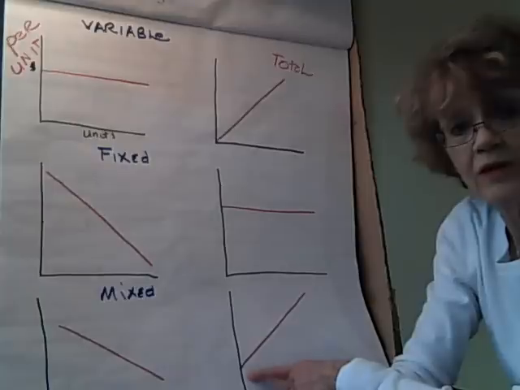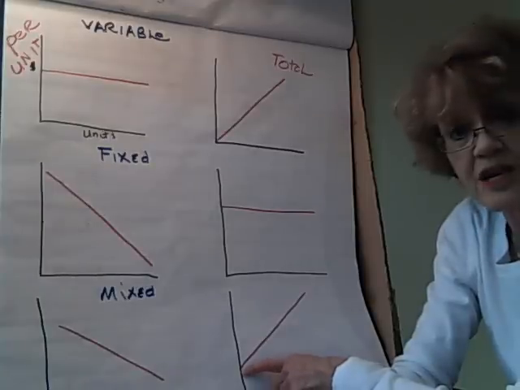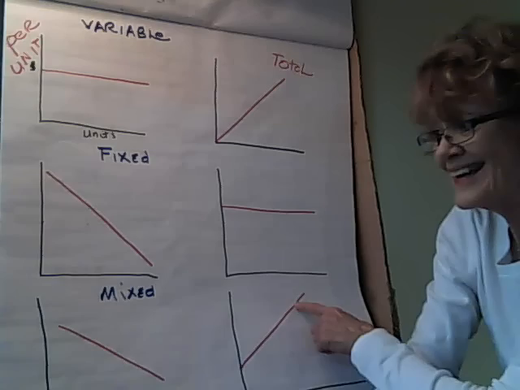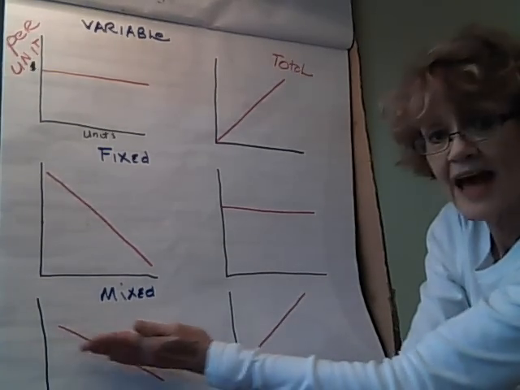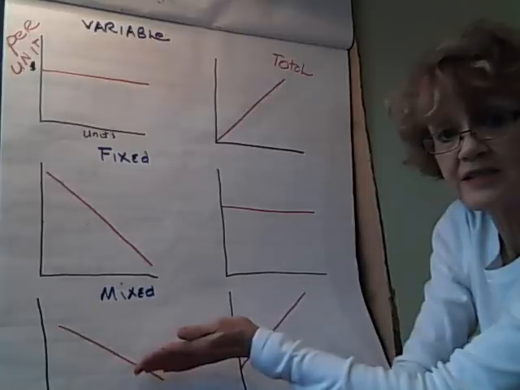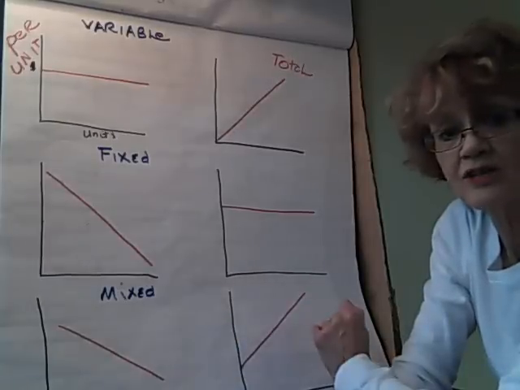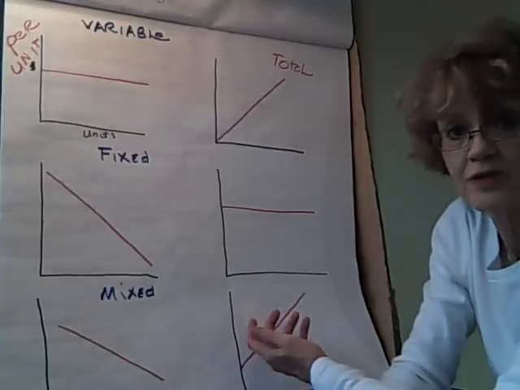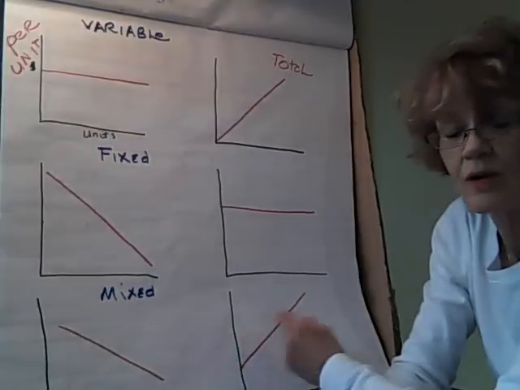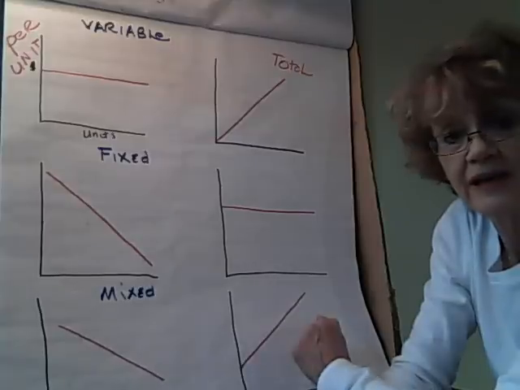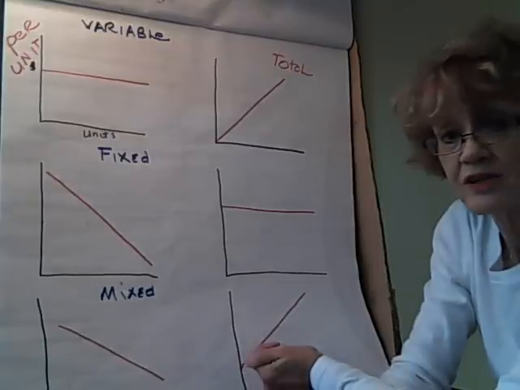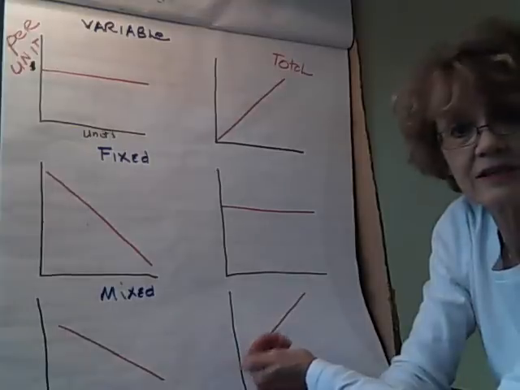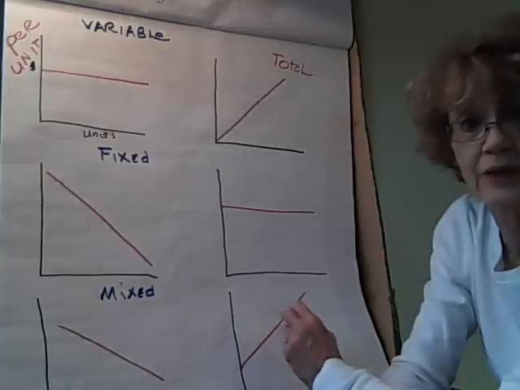So in total, the graph looks like this. There's a fixed portion, and then it looks like a variable portion on top of it. In per unit, it's a flatter line on a per unit basis. So when you're analyzing these costs, if you've got them per unit, or you've got them in total, you can eliminate which costs they are. You take the total and divide it by units. And in general, what we're going to deal with in managerial accounting is these three types, so six different behaviors or six different graphs.